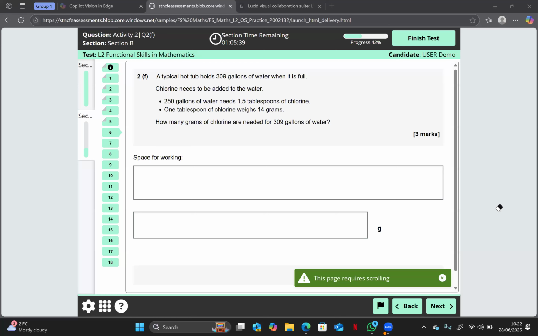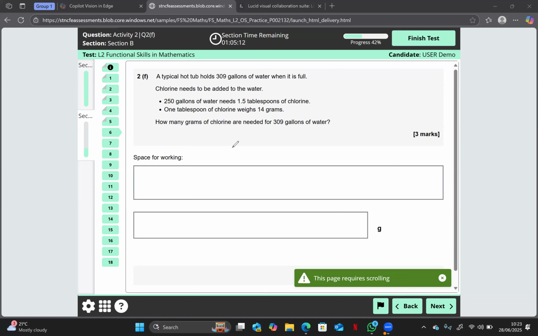So a typical hot tub holds 309 gallons of water when it is full. Chlorine needs to be added to the water. 250 gallons of water needs 1.5 tablespoons. 1 tablespoon of chlorine is 14 grams. How many grams of chlorine are there in 309 gallons?